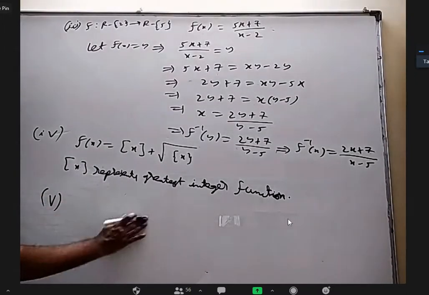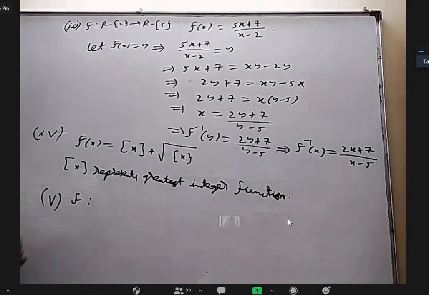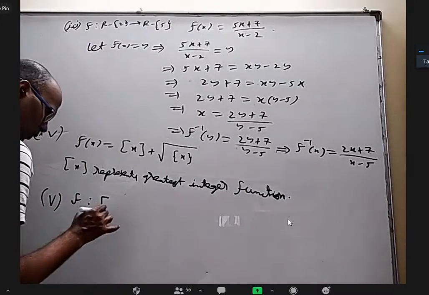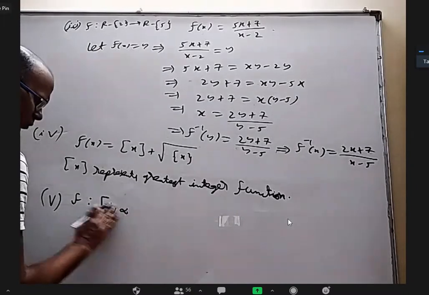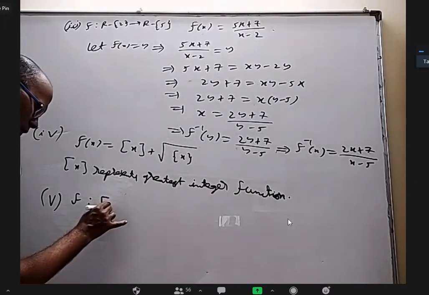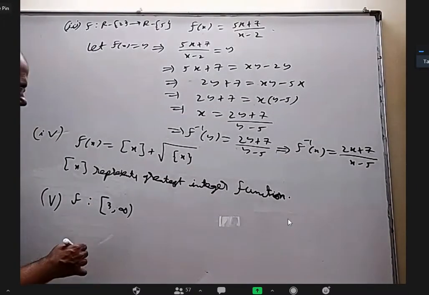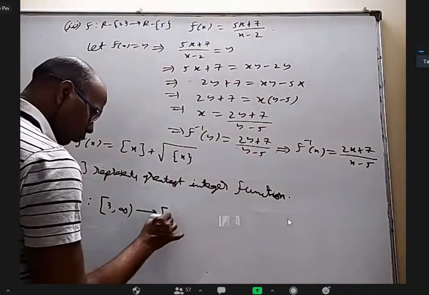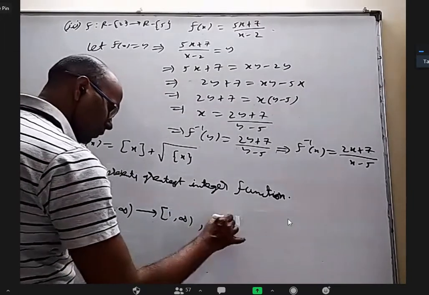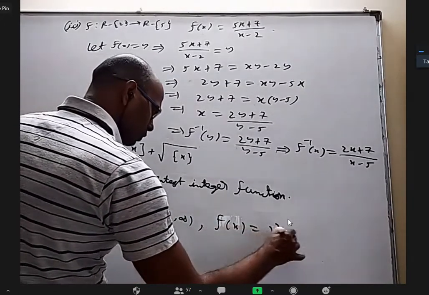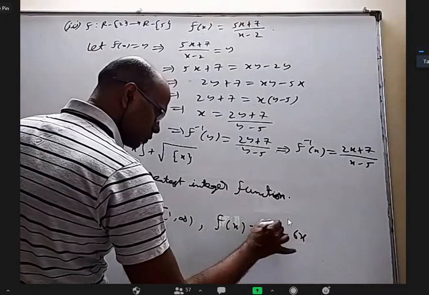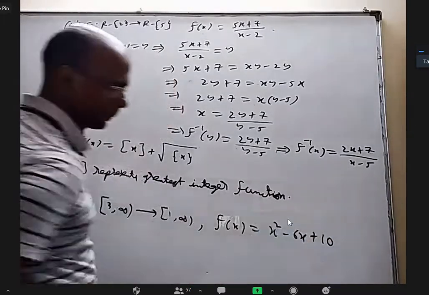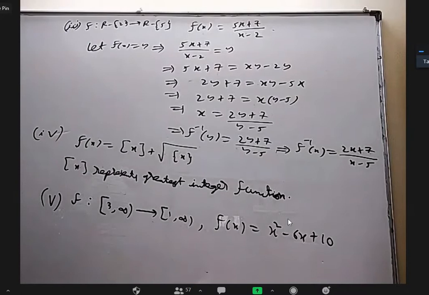Fifth one, I'm sure many people can do it, but still: f from the closed interval 3 to infinity to the closed interval 1 to infinity. f of x is equal to x square minus 6x plus 10. So for this function and for the previous function, I wanted to find the inverse function.